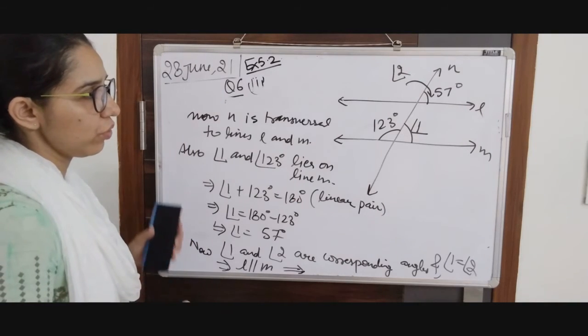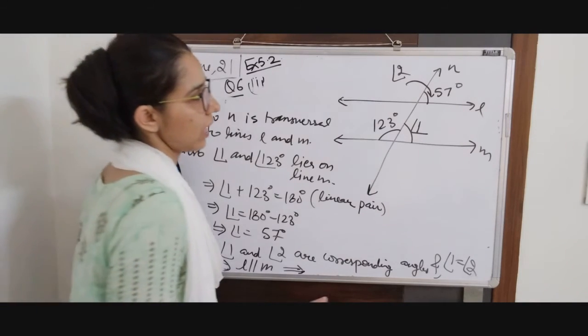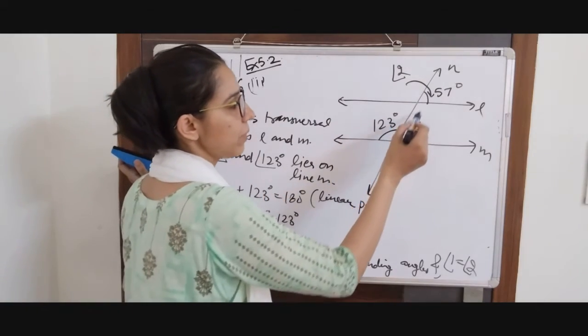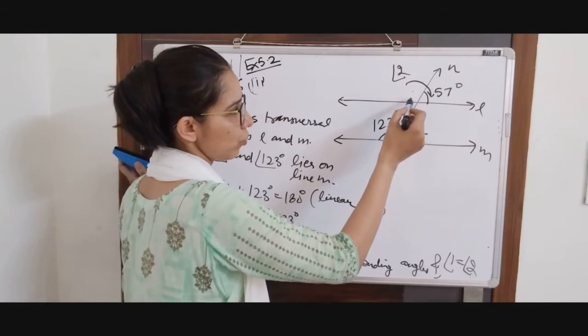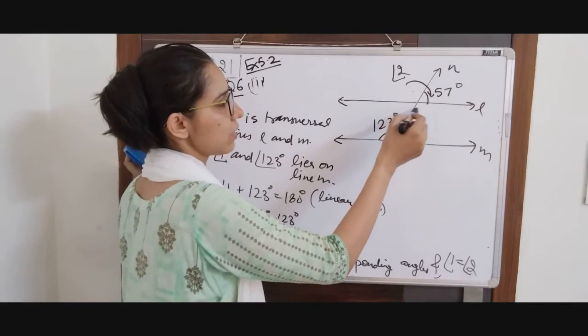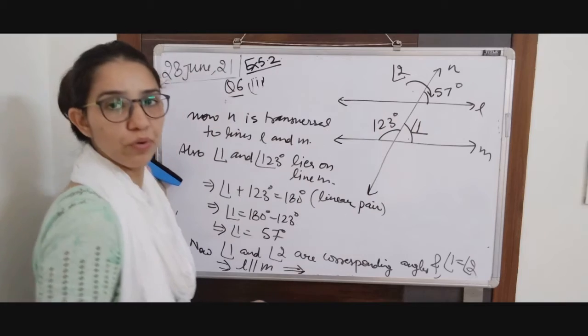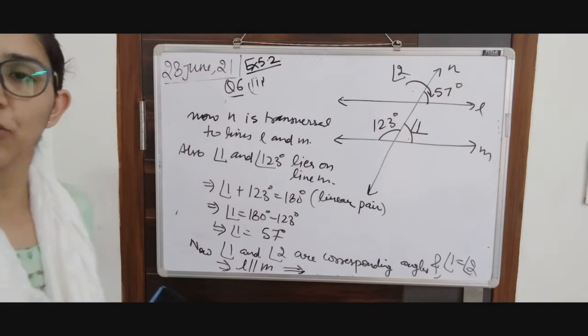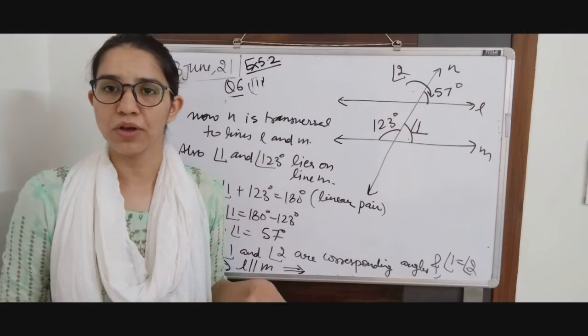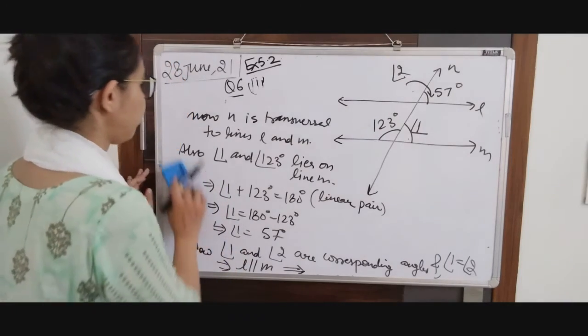You have to notice one thing, that we are checking only one pair. If one pair is equal, the second pair is going to be automatically equal because they form a linear pair, and similarly the other pairs are going to be equal. Checking just one corresponding pair will suffice for checking all pairs of corresponding angles.